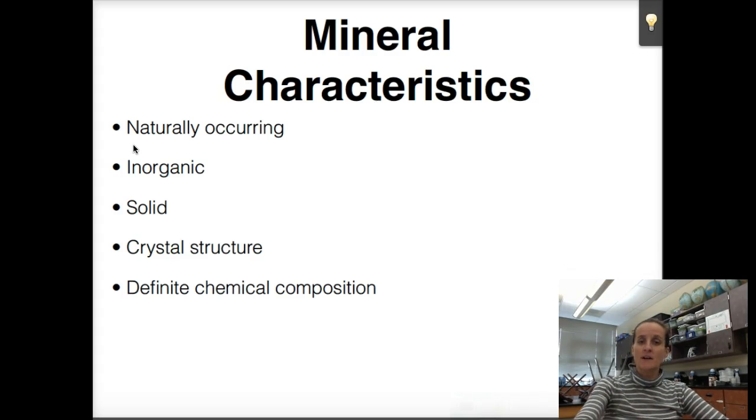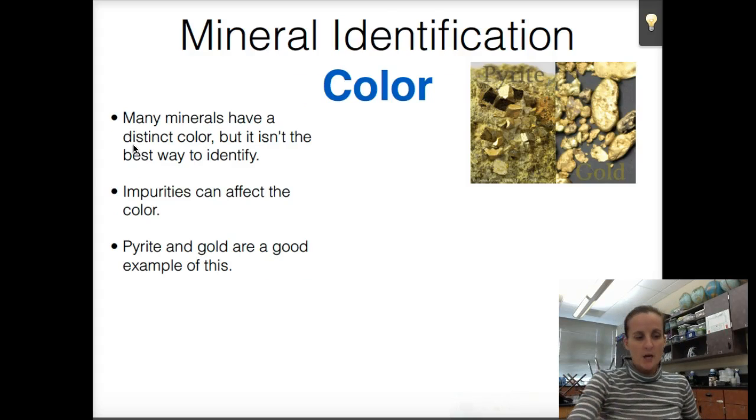So now that we know the characteristics, we're going to talk about how to identify them. So if you come across something and you've determined it's naturally occurring, it's definitely a solid, it's inorganic, you've determined that it's got a crystal structure, and maybe you're fairly certain it has a definite chemical composition.